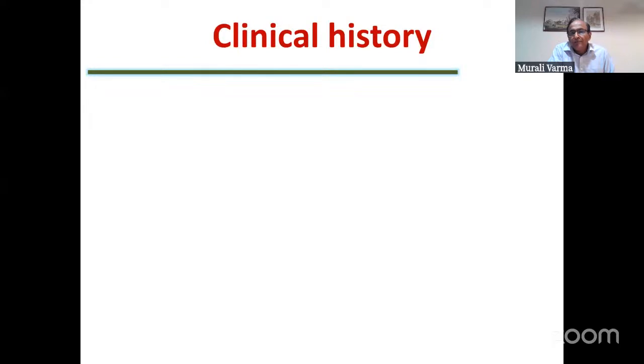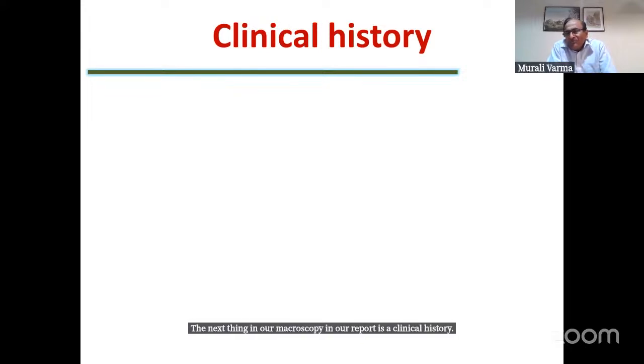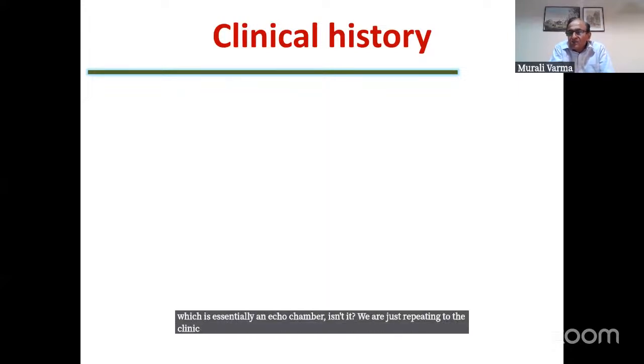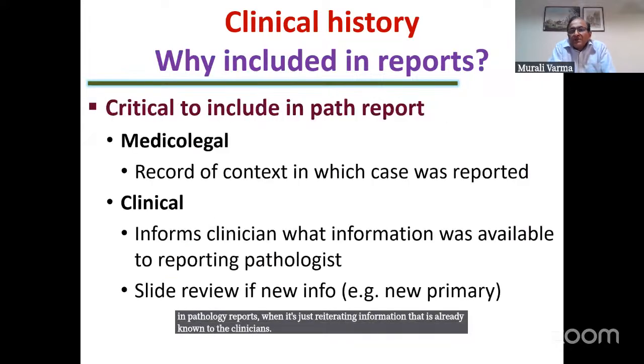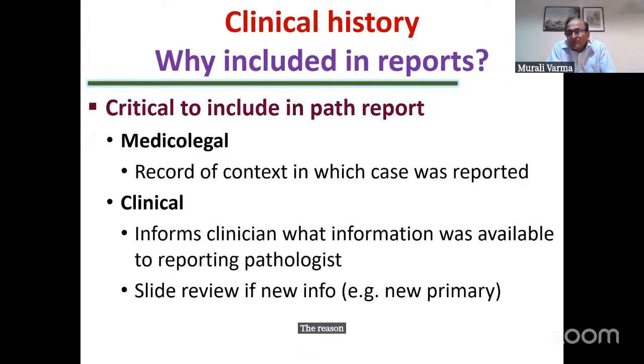If not, I'll move on. The next thing in our macroscopy, in our report, is a clinical history. All of us include the clinical history in our pathology report, which is essentially an echo chamber, isn't it? We are just repeating to the clinician what he is telling us. So why do we put the clinical history in pathology reports when it's just reiterating information that is already known to the clinicians? We do that for two different reasons.